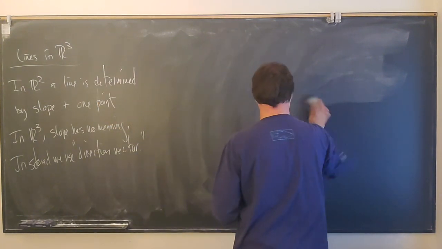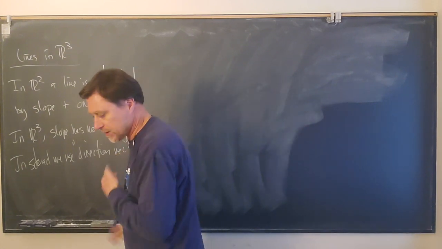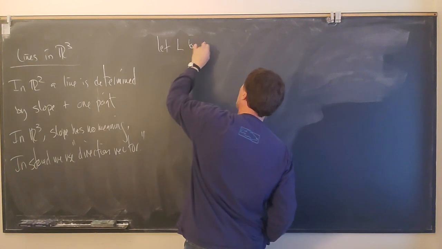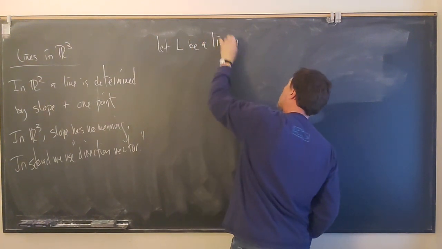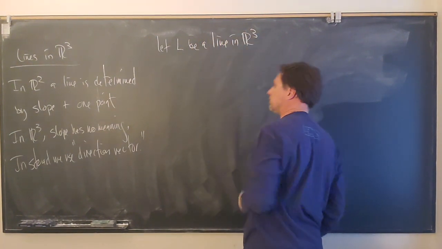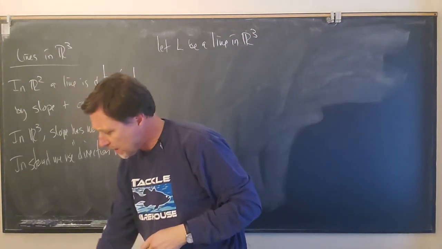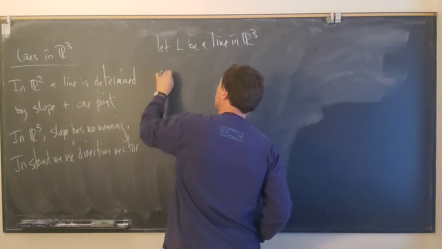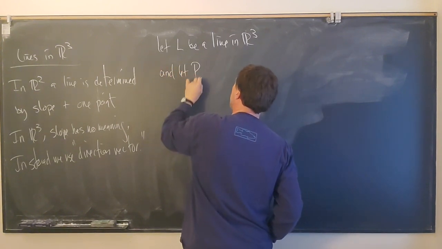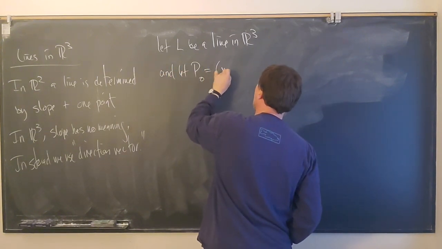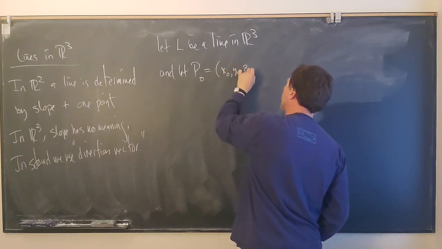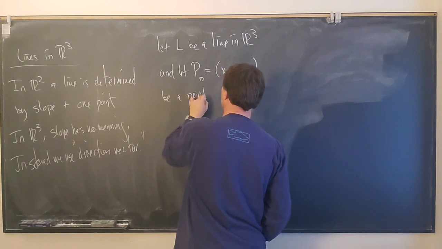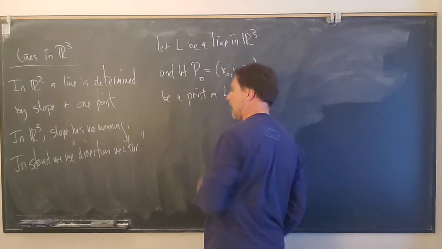Now I want to make this all precise. So let's take a line. Let capital L be a line in R3. And I want to pick a point, let's call it P0. Let P0, which will be (x0, y0, z0), be a point on the line capital L.